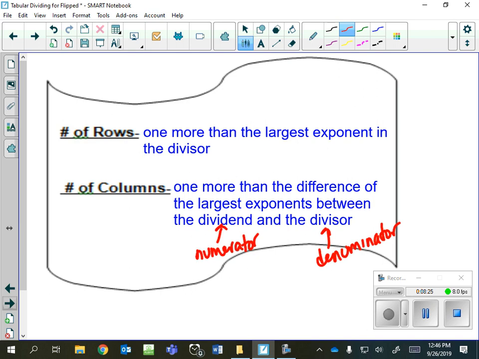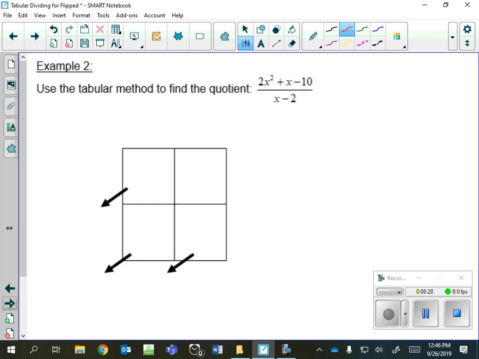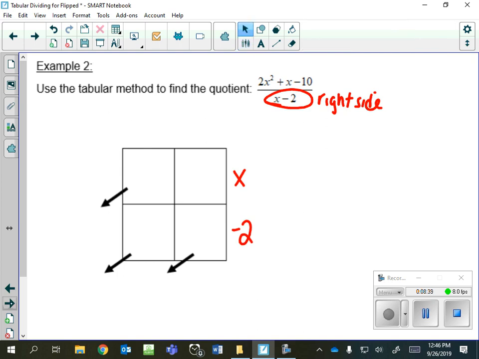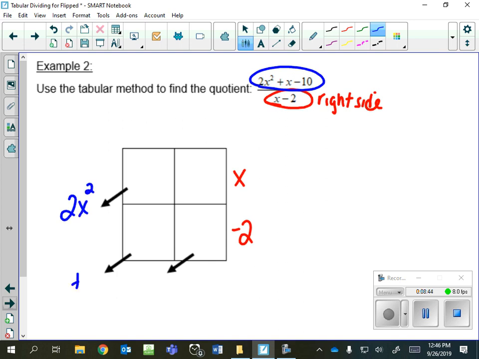Okay, so let's go to the next example. I already have it set up in terms of the box. My divisor goes on the right side. So this is x minus 2. Then my dividend, or my numerator, goes down the diagonals: 2x squared plus 1x minus 10. And I always start in the top left, because that top left box has to match that diagonal of 2x squared. So I ask myself, what times x gave me 2x squared? It should be a 2x.